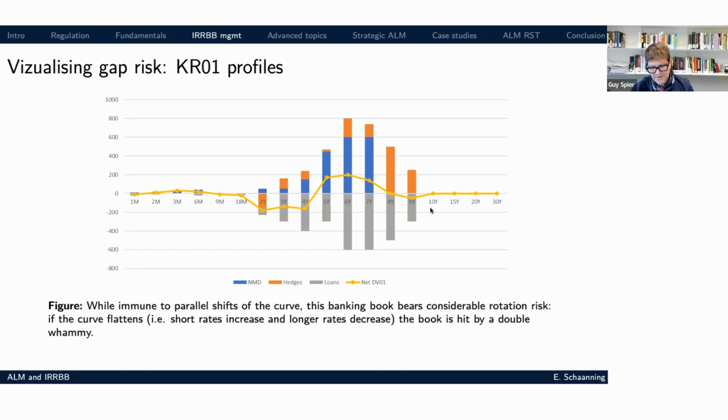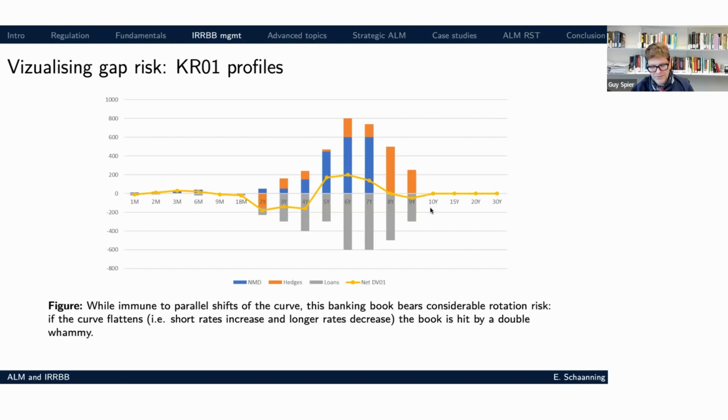So first of all, net DVO1, the yellow line, this is defined as 0. If you were to sum all the different tenors out, you would get the negatives equal the positives, and therefore the DVO1 number that you gave is a 0. Yes.